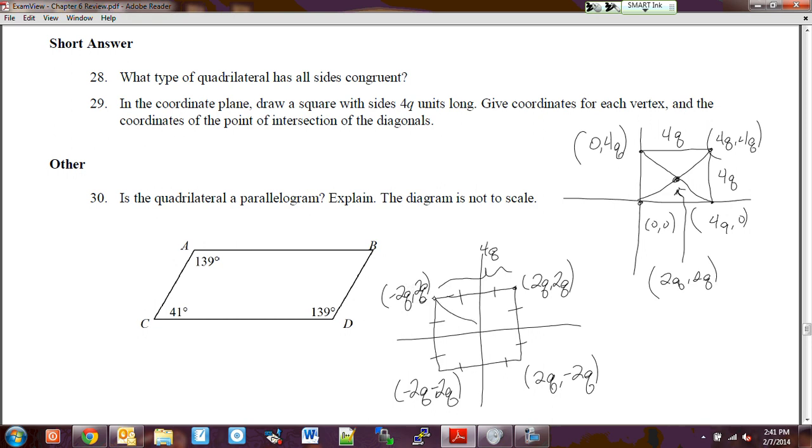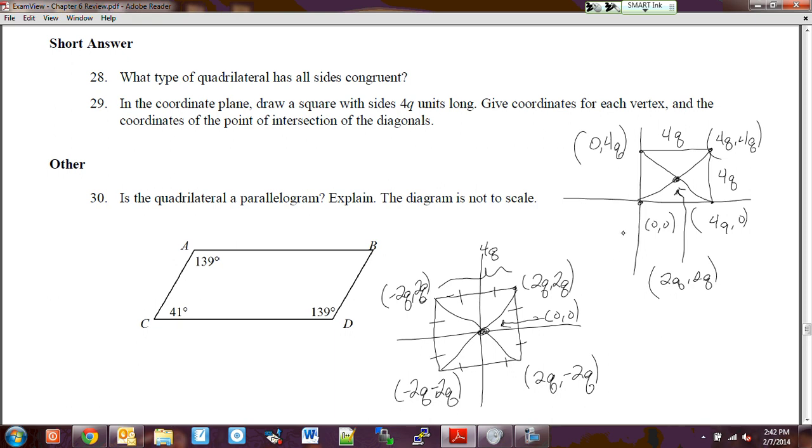Now, when we draw in our diagonals, the diagonals are going to cross at the origin, 0, 0. All right. And again, all you have to do is run it through the midpoint formula. Just run one of these through it. If you look, it's negative 2q plus 2q, which is 0. 2q minus 2q, which is 0. 0 divided by anything but 0 is 0. All right? So 0, 0.